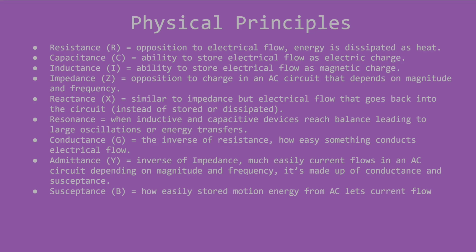Again, AC circuit videos. And conductance, that's just the inverse of resistance, and that's basically how easy it is for something to conduct electricity. This will come up from time to time as its own property instead of just saying the inverse of resistance. Admittance is the inverse of impedance, and that's basically how easily current flows in an AC circuit, and it's made up of conductance and susceptance. And then lastly, we have susceptance, which is how easily stored motion energy in an AC circuit lets current flow.